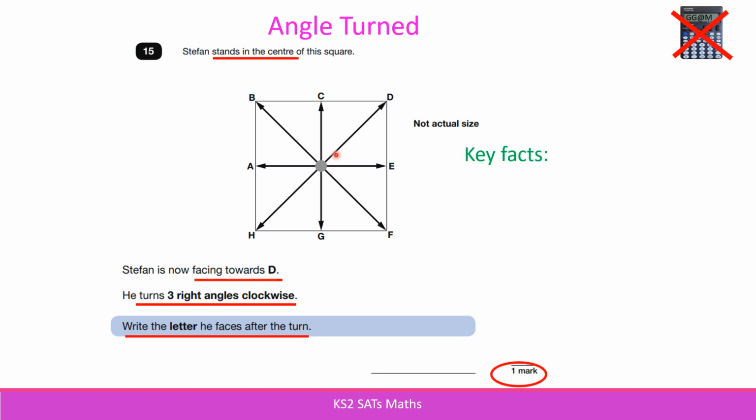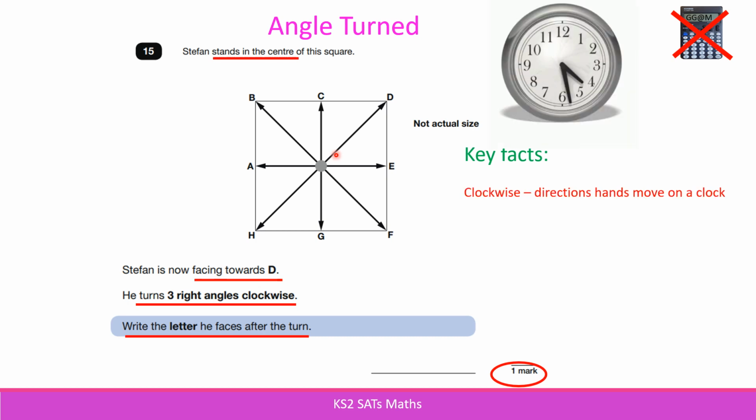So our key facts, we first of all need to know what the word clockwise means. So clockwise is the direction the hands are moving, going round this way to the right. So in our diagram here, anything moving round to the right is clockwise. So that's what we're going to be doing in this question here, because it says clockwise. If it had said anti-clockwise, it means going the opposite direction to clockwise. So that would have been going round to the left for anti-clockwise.